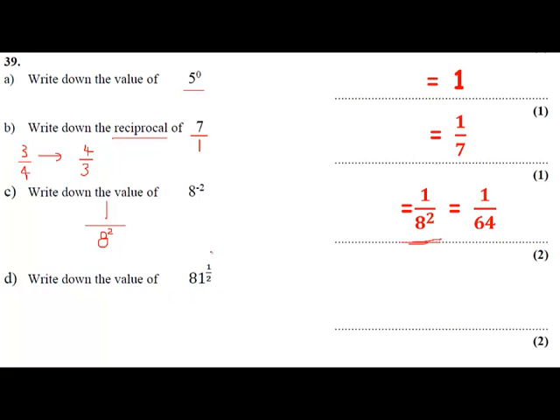Part D, 81 to the power of a half. You need to recognize that anything to the power of a half is a square root. So I need to work out or write down the square root of 81. Do show both stages. Show the square root of 81. And show that it is 9. The square root of 81, you should know that.